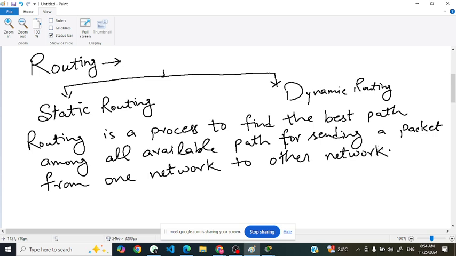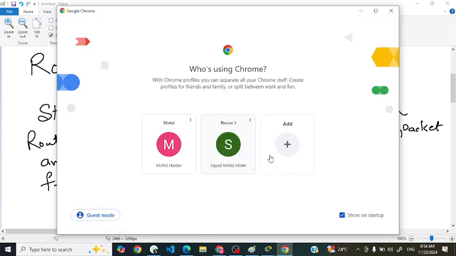Sir, one of the brothers is waiting in the lobby. He is asking to join. Who is asking? Vamsi brother, I think so.